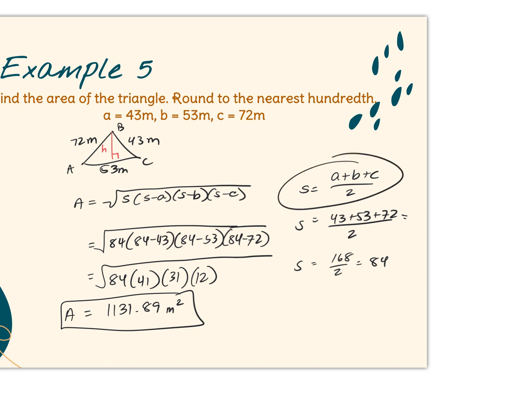So you're going to use the formula A plus B plus C divided by 2 to find S. Then you're going to plug S into all those spaces. And the A, B, and C are given to you because for Heron's, you're always going to have side, side, side. If you don't, you're going to be able to find the third side and you'll be able to apply Heron's.